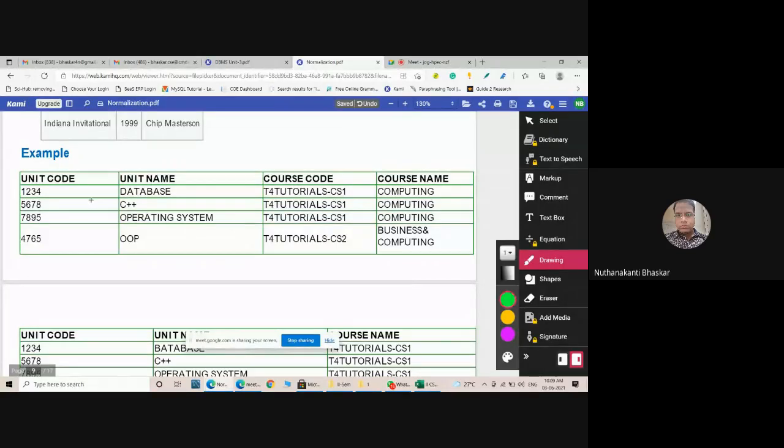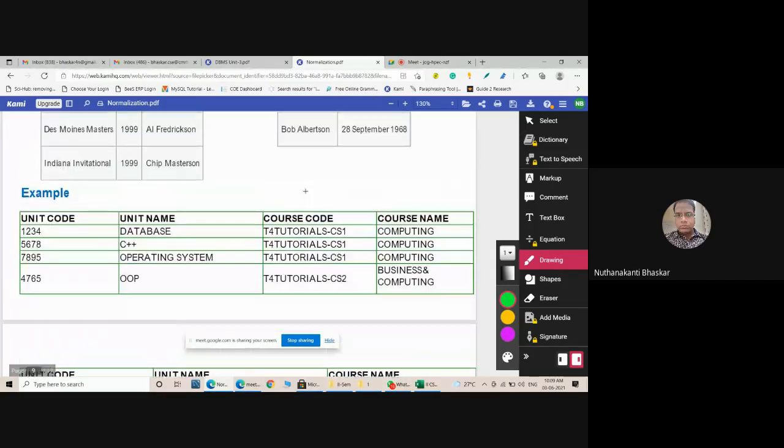Now next example, here quickly. Coming to one more example: unit code, unit name, course code and course name. Can you tell what are the attributes, or can you tell the functional dependencies now clearly?